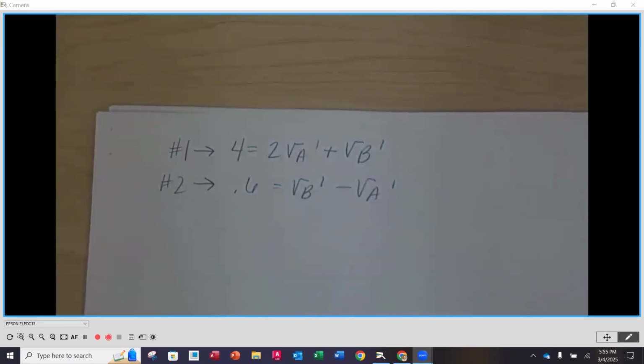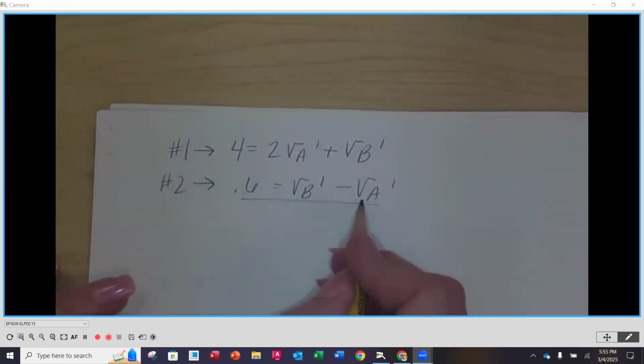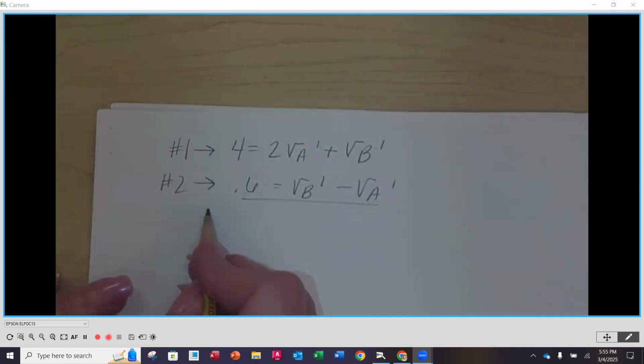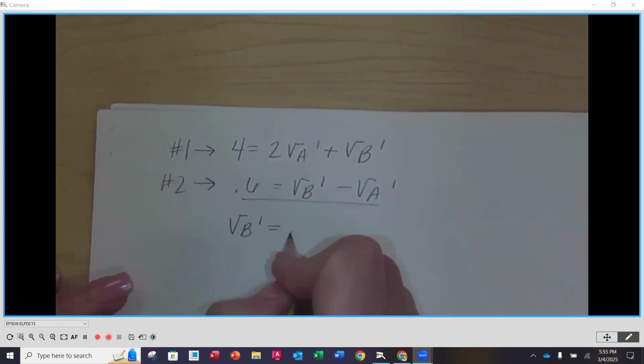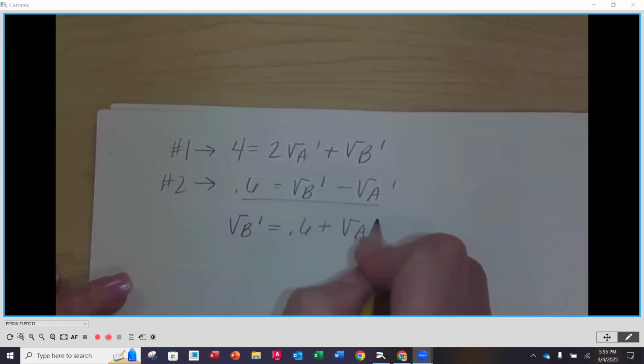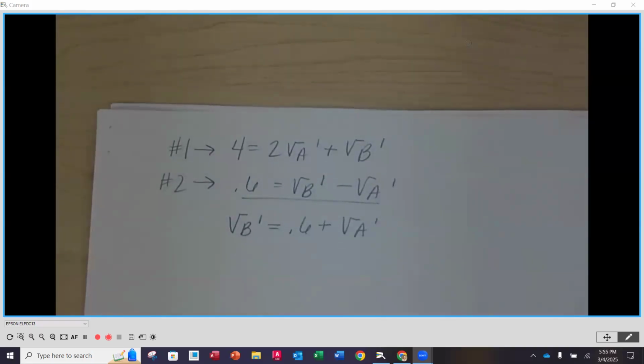So what we want to do is pick one of these equations and solve for one of the variables in terms of the other. I'm going to use equation number 2 as my start, and I'm simply going to put VA prime on the other side. So I'm going to have VB prime is equal to 0.6 plus VA prime. I'm just rearranging to have one of the variables in terms of the other. Whether you pick VA prime or VB prime does not matter, but just make sure you do your algebra correctly.